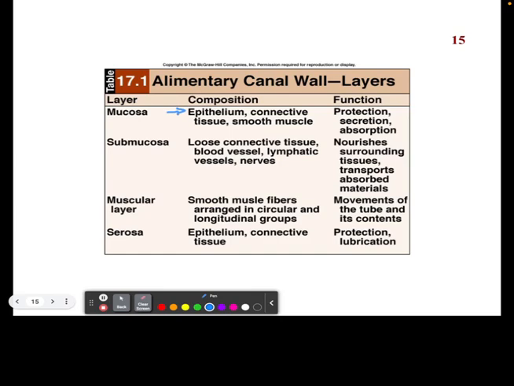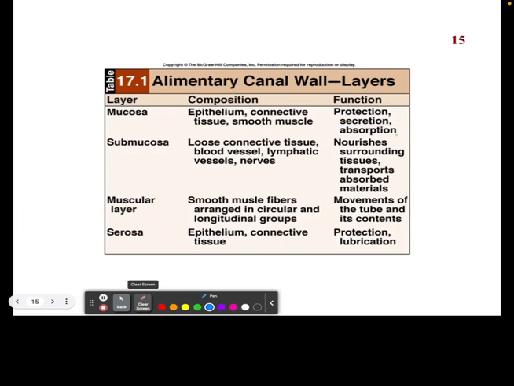If you remember back when we were talking about histology earlier in Anatomy 1, the epithelium is going to help us provide protection, as well as secretion and absorption. These are some of the major functions of the epithelium, depending on what type of epithelial cells we have. We'll be talking about specific ones in a minute. We also have these connective tissues and smooth muscle tissues that help us with protection.